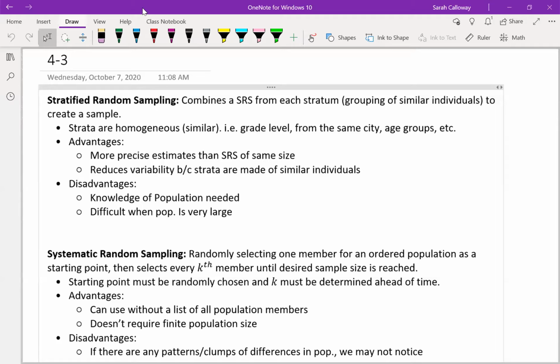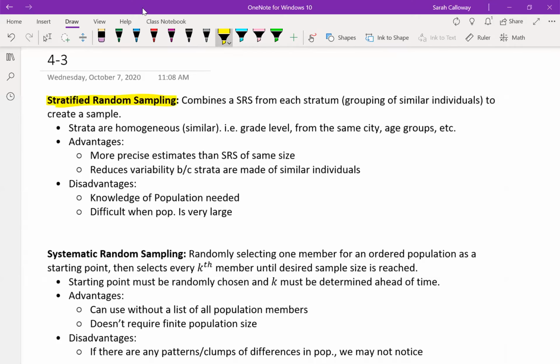So for the start, the first sampling method is a stratified sampling method. A stratified sampling method combines a simple random sample from each stratum, and a stratum is a grouping of similar individuals to create a sample. So strata is just plural for stratum. And those are homogeneous, which means that they're similar again, right? So it's this grouping of similar individuals. For example, things like grade level, people that live in the same city, people in different age groups, right? So those would be similar individuals. They have something in common.